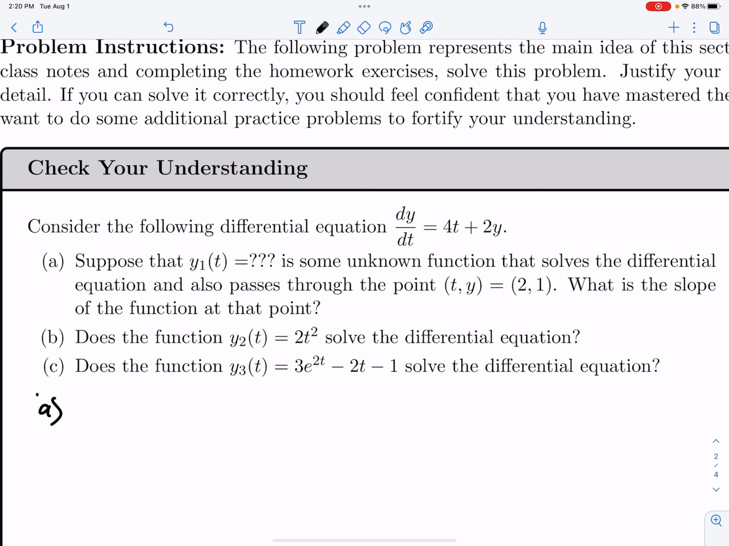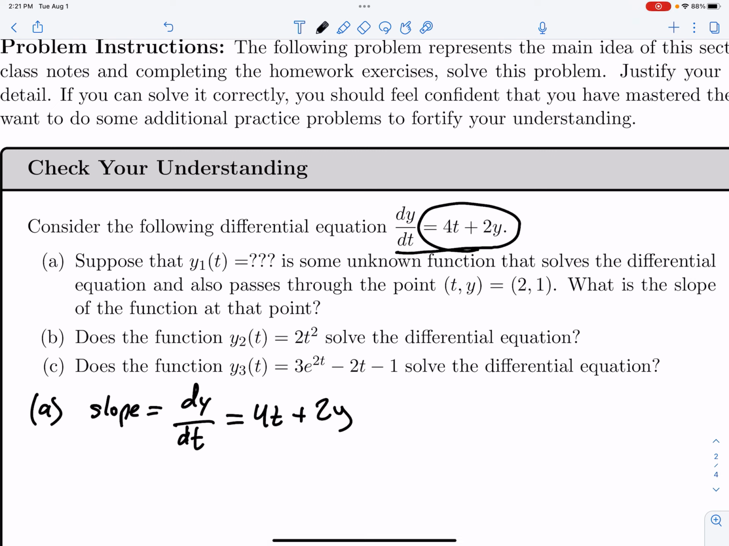What they're wanting to know in part A here is, do you understand that the slope is equal to the derivative dy/dt, and that the differential equation specifies how the slope should work? Well, that should equal 4t plus 2y. And if you're at the point (t, y) equals (2, 1), that should equal 4 times t, which is 2, plus 2 times y, which is 1, and that's 10. So the slope at the point (2, 1) must be 10.